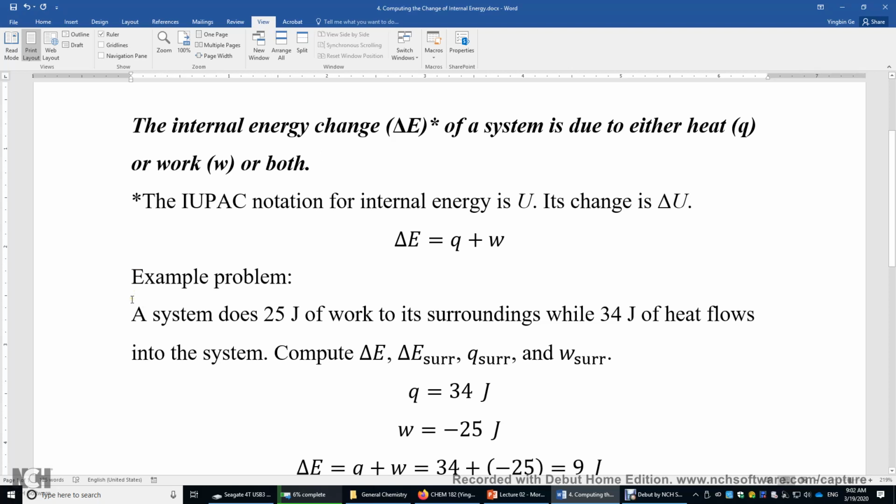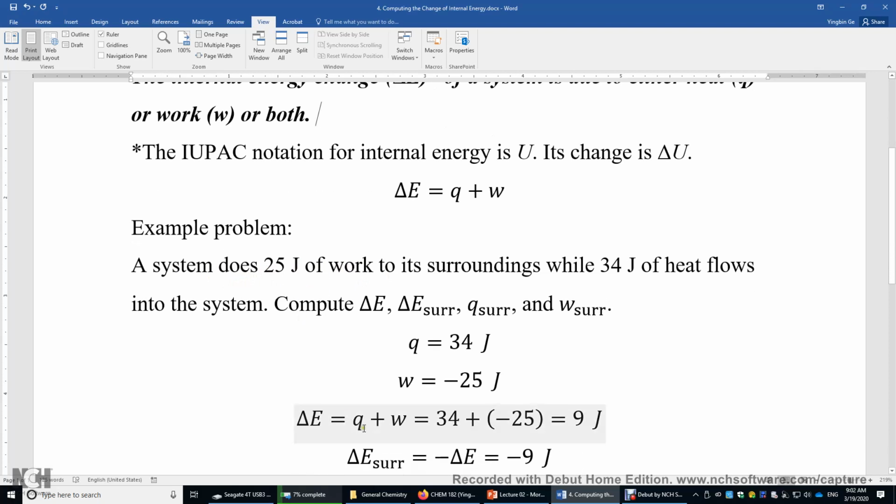A system does 25 joules of work to its surroundings, while 34 joules of heat flows into the system. Now let's compute delta E, Q, and W for the system and the surroundings. First, Q is equal to 34 joules. It's a positive number because heat flows into the system. But work here is negative 25 joules because the system does 25 joules of work to its surroundings. Therefore, this system loses energy during this process.